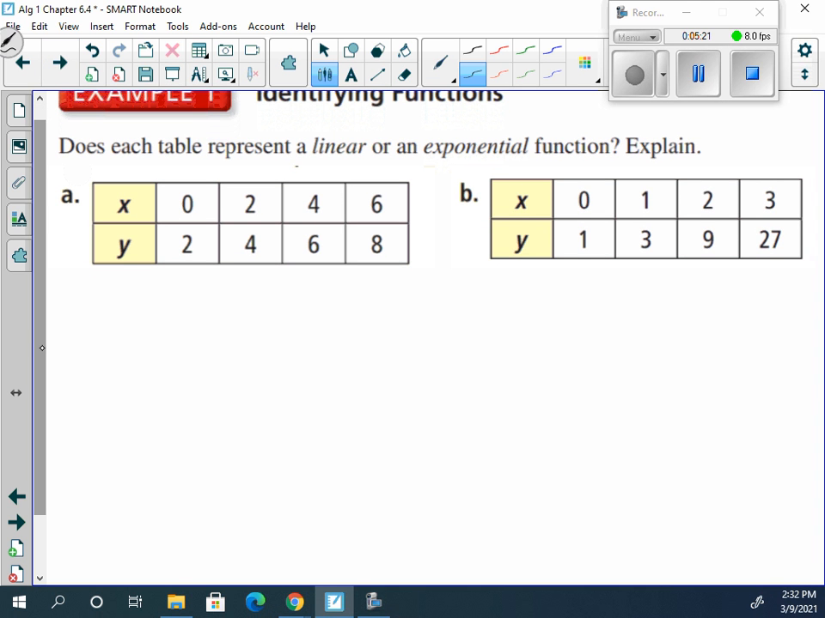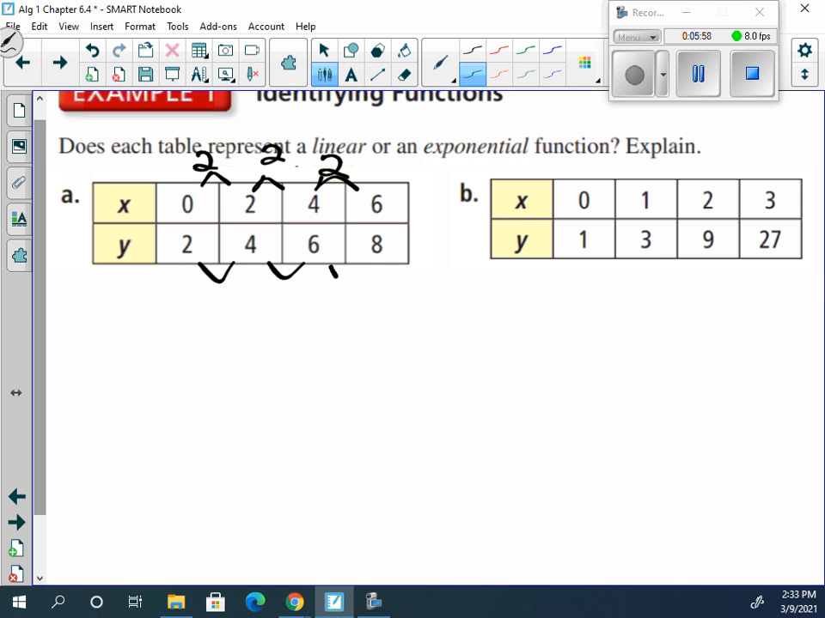All right, we're going to look at these next two. So we looked at two of these tables. We'll look at two more. So looking at the x values, what is the difference between 0 and 2? That would be 2. What's the difference between 2 and 4? 4 and 6. Well, we're adding 2 each time, yes?